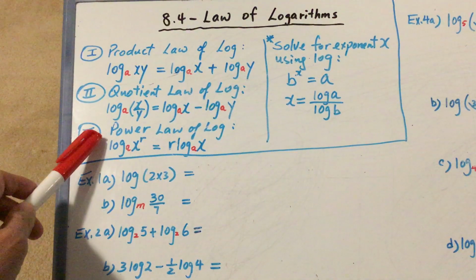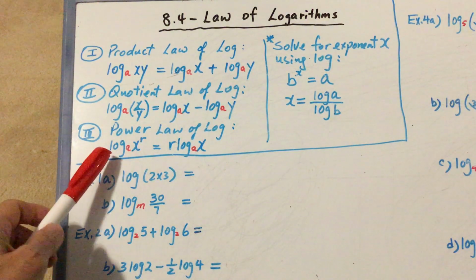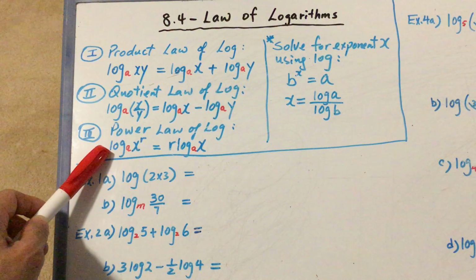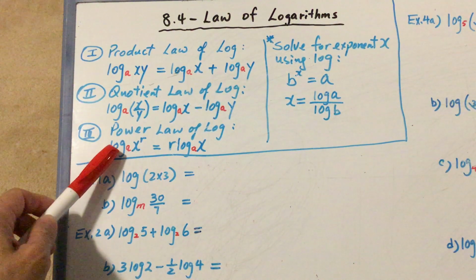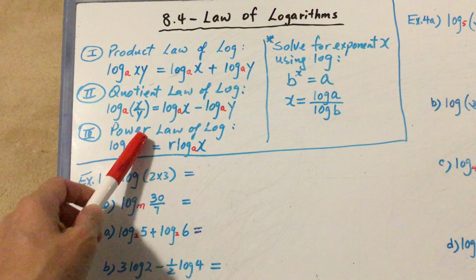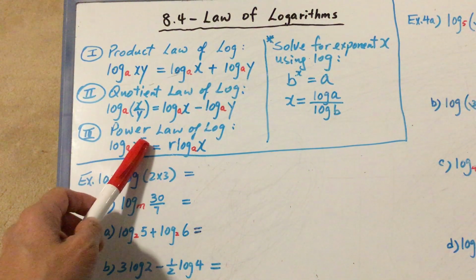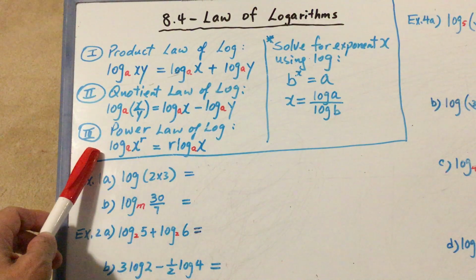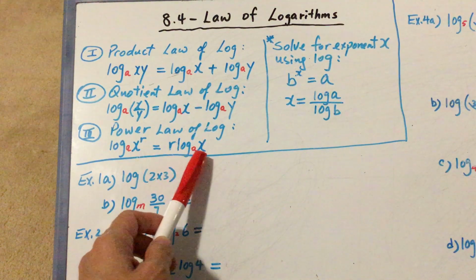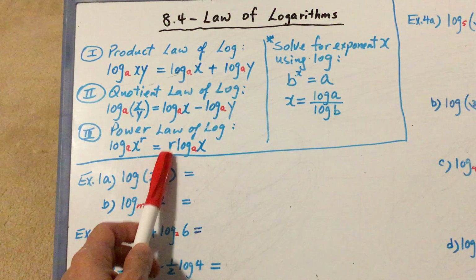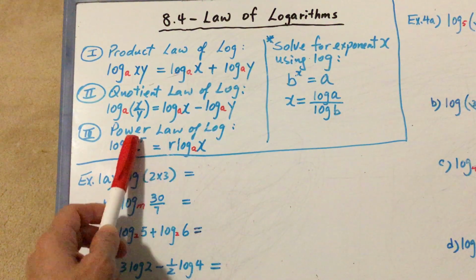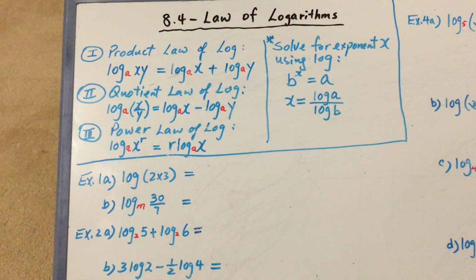And the last one here is the power law of the logs. This is one of the most useful laws that we use quite a lot, okay? So when you have the log base a of a term x to the power of r, a term with an exponent inside the log, that exponent r can be brought outside as a multiplier. So it becomes r times log base a of x, okay? Or when you see a multiplier outside of the log term, then this r can be put back in as an exponent of the inside term, okay?